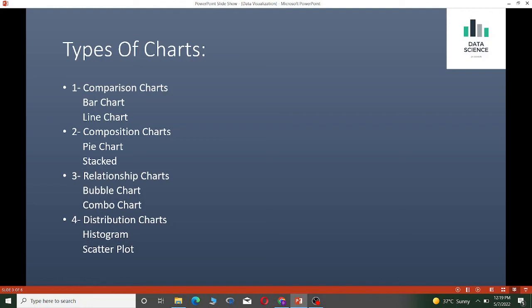When you guys get into data science and do hands-on work, you won't be making separate charts for separate purposes, right? You will make just one chart and derive the maximum insights from that one chart. Yeah, so that is all for today, guys.